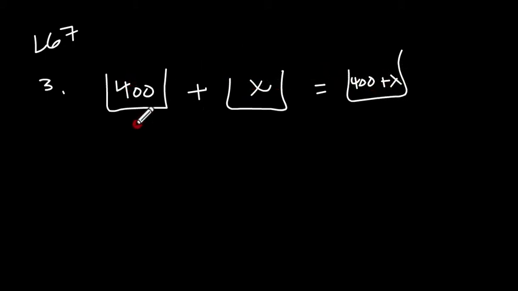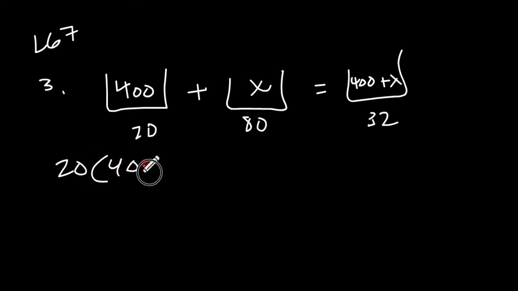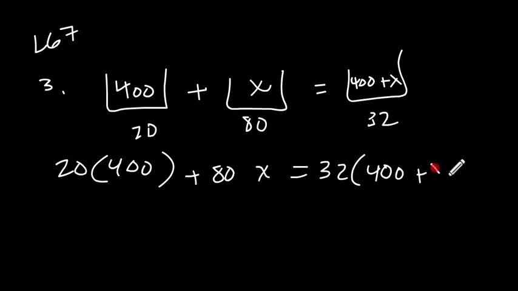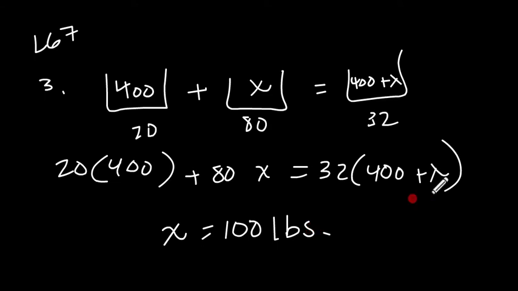They tell you the percentages. We got 20, 80, 32. So you just put those under. I think once you get these, guys, they're one of the most fun problems that you do in this class, even though they're word problems, which is crazy, right? And you get 32 times 400 plus X. Save time, you guys can solve that. You get X equals 100 pounds. Only one variable, only one answer, only one equation.